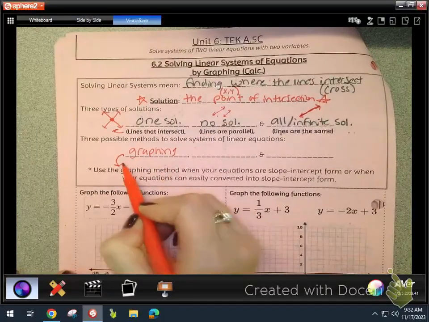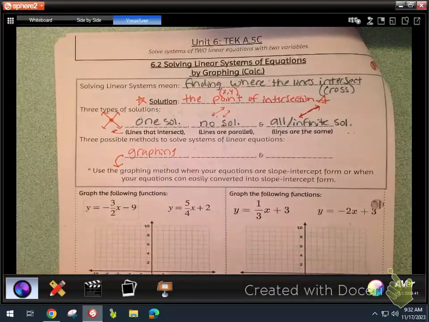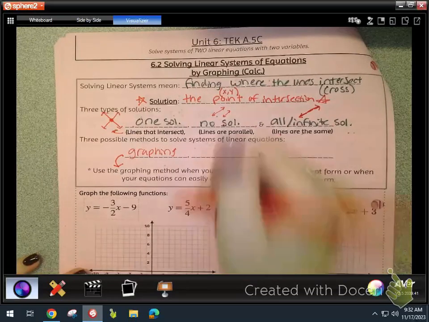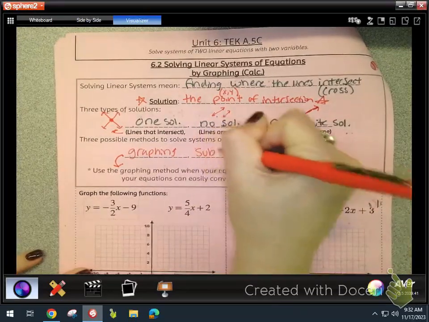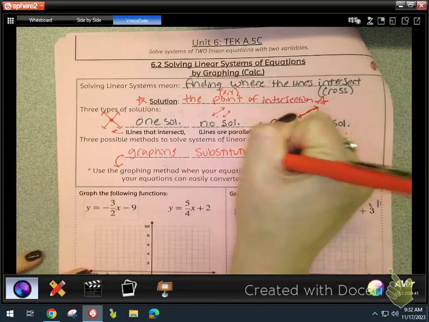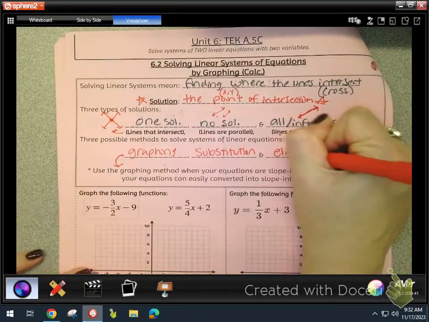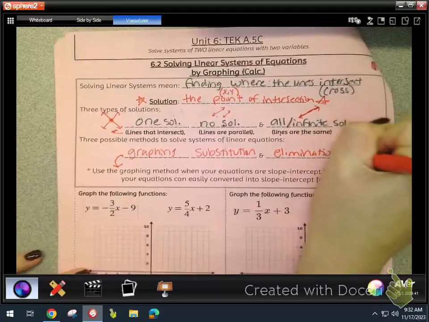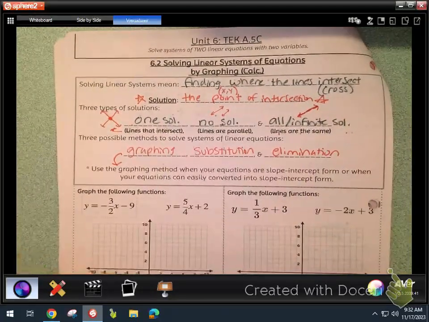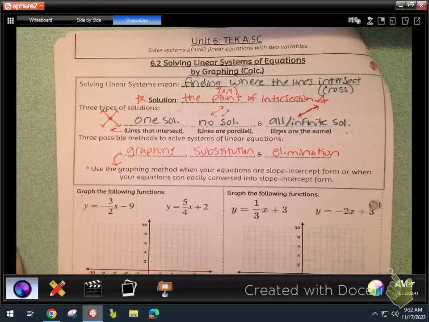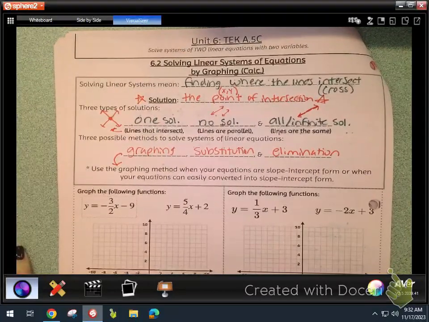I'm going to point right here to this note. And then what we're going to work on after break is our other two methods. One of them is called substitution. There's Thanksgiving break. And then the last one is called elimination. So you're only learning graphing today. The other ones are later. You can see them in the calendar when we'll go over them. It's when we come back from Thanksgiving.